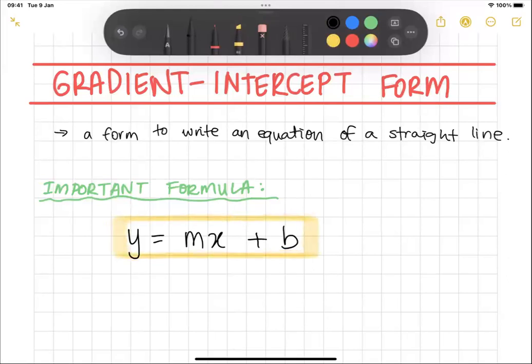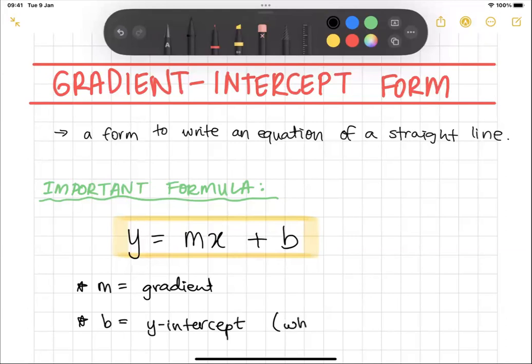Okay. Now, whenever we talk about formulas, we need to know what each value means. The y and the x are basically your y and x values from your coordinates. Your m represents your gradient, and your b term represents your y-intercept. Your y-intercept is when x equals 0.